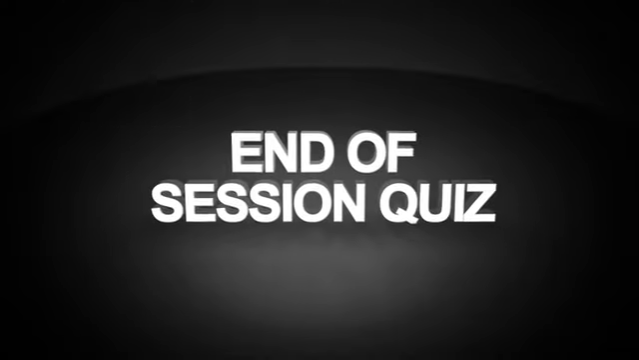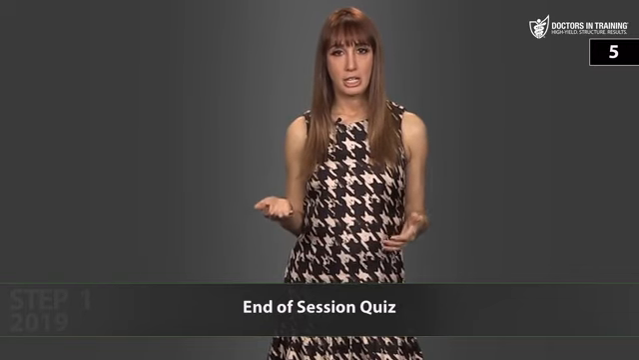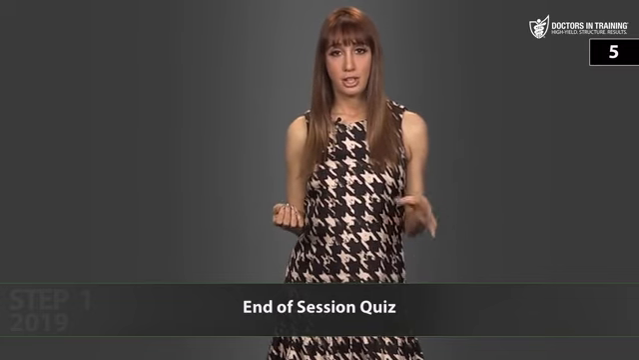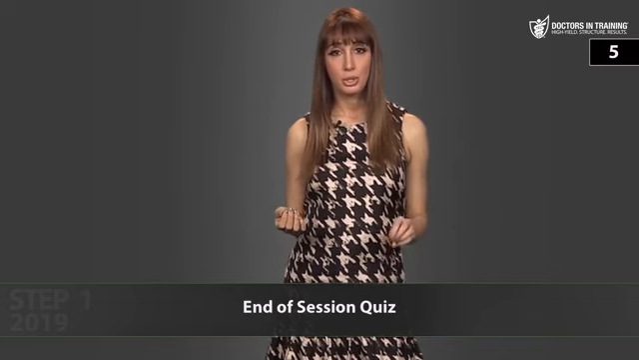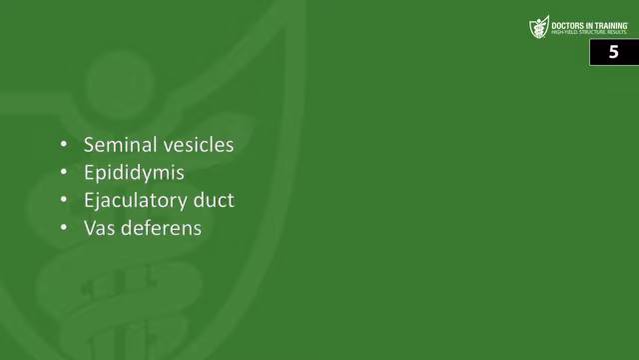All right, that's it for the lecture. Let's have a go at the end of session quiz. First question, what structures develop from the mesonephric duct system? All of the internal male genital structures except the prostate. This will include seminal vesicles, epididymis, ejaculatory duct, and vas deferens.